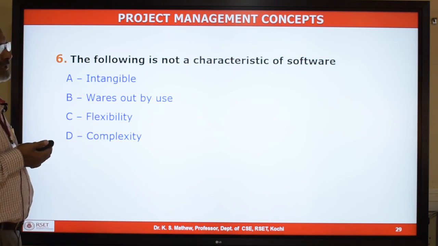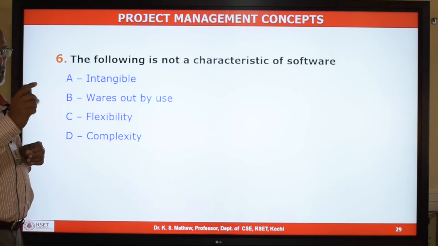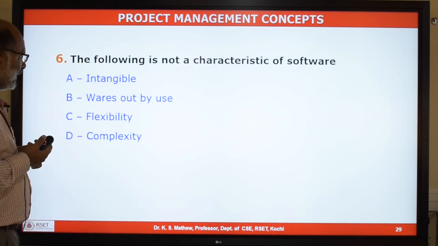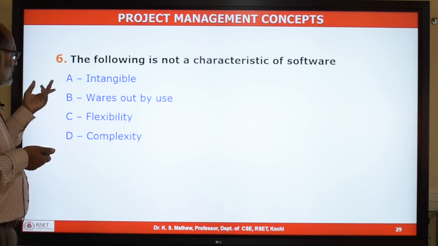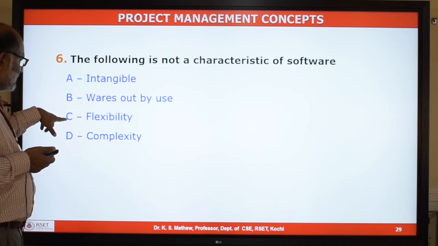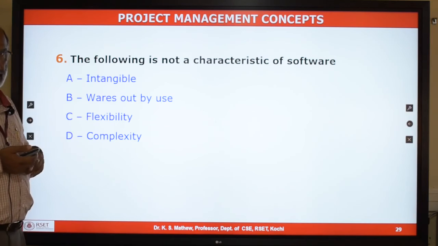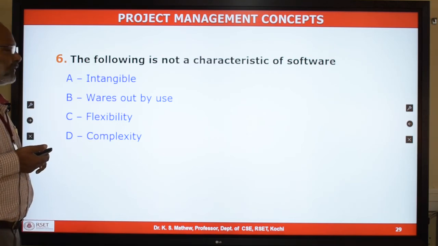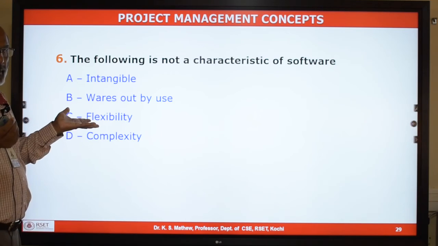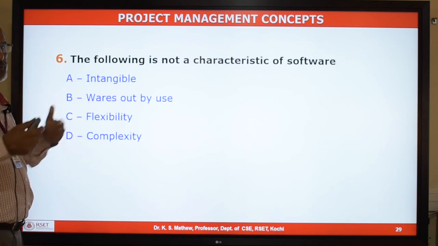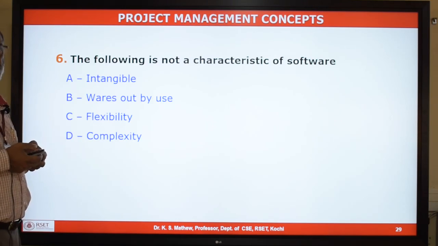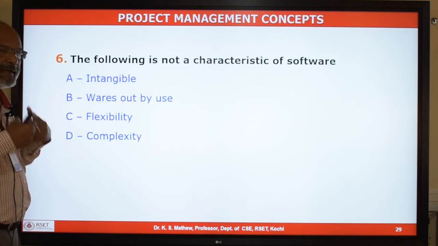The following is not a characteristic of software. We talked about software products versus other products. There are some specific characteristics of a software product. Option A, intangible. Option B, wears out by use. Option C, flexibility. Option D, complexity. Software doesn't wear out by use. A hardware product wears out when you keep on using it. For example, when you keep on using a car, maybe after 10 or 15 years, it starts showing problems. So it wears out by use.